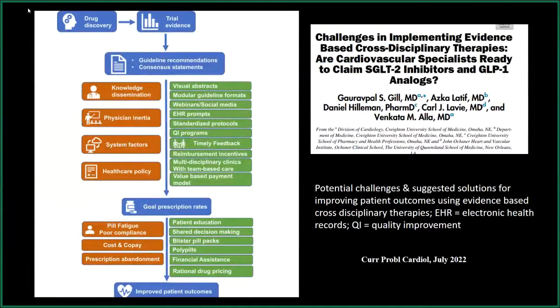A similar thing is from the cardiology people, talking about how we have trial evidence which will lead to guideline recommendations and consensus statements. But there are a whole lot of other things that have to take place for final improvement in outcomes, including patient education, decision-making, cost, financial assistance, and rational drug prescribing. So there are multiple layers involved in translating what these trials and the basic science have shown us.